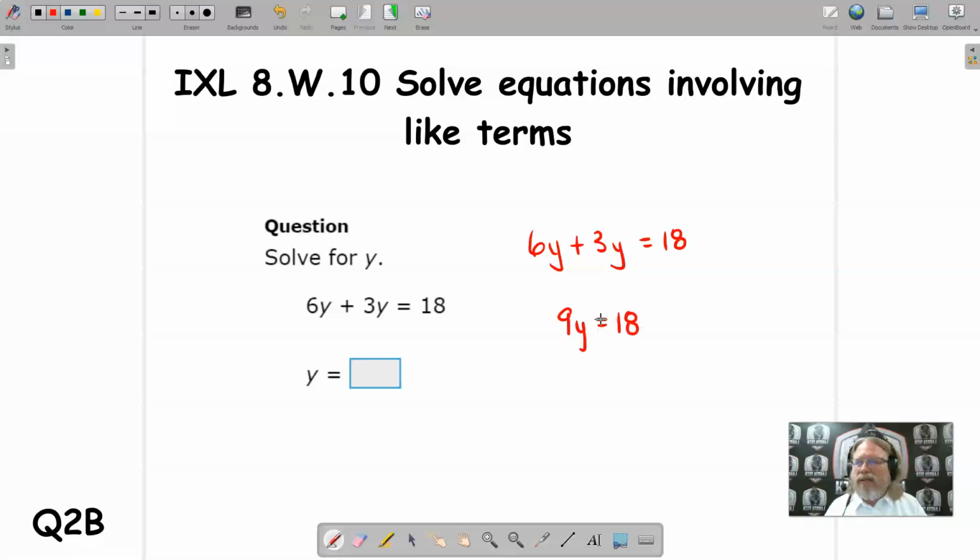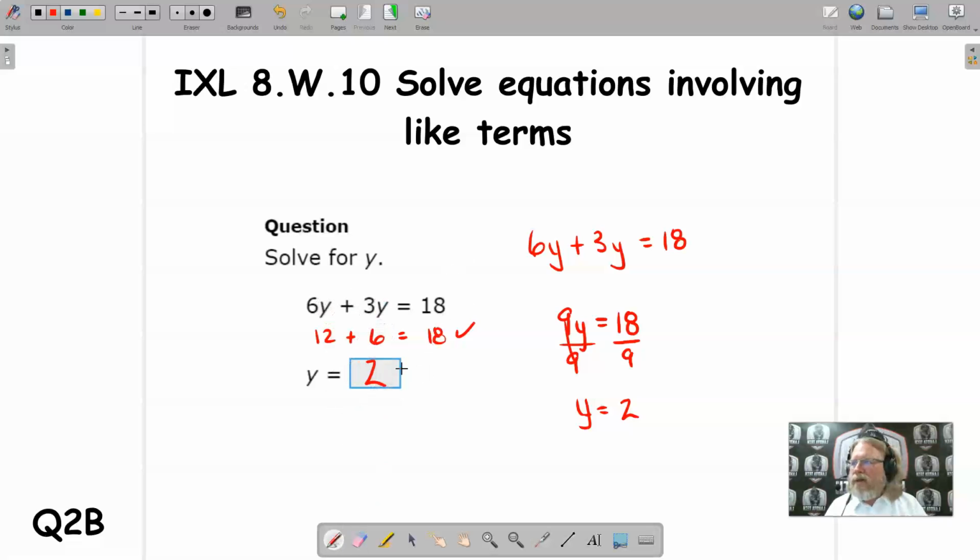At this point, we just have a one-step equation, right? We need to divide in order to undo the multiplication. We're going to divide by 9 because that's what's tied to the y. And so the 9's will cancel each other, leaving us with y, and 18 divided by 9, well, that's 2, so y equals 2. Now we could plug that in and find out: if we plugged in a 2 here and a 2 here, we had 6 times 2, well, that's 12, and 3 times 2 is 6, and 12 plus 6, does this equal 18? Indeed it does, so our answer checks out, so we know that our solution of 2 is correct, right?